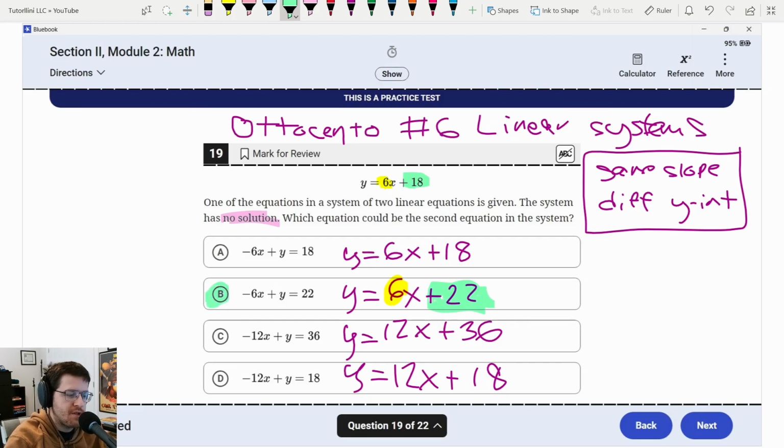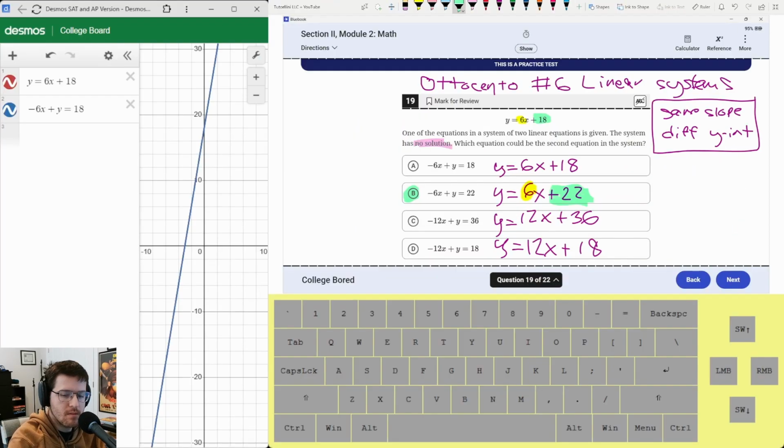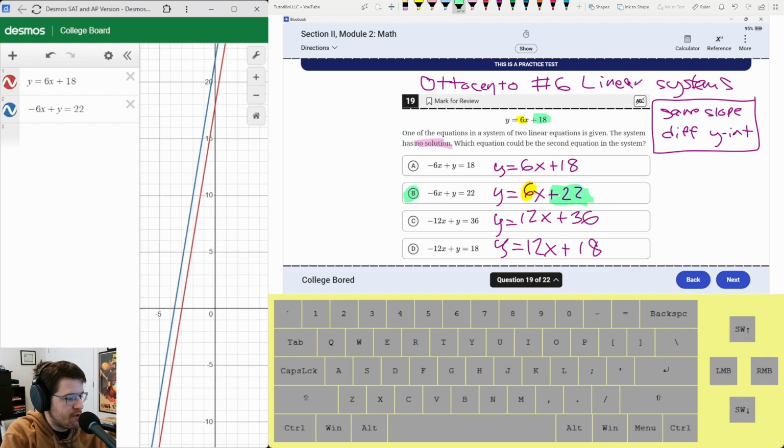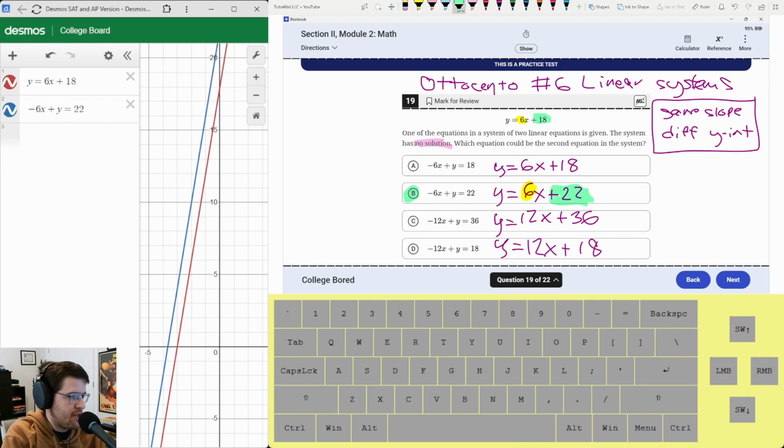We can also do this by guess and check using Desmos. So let's go do that. Okay, so I typed in choice A. And as you can see, they're right on top of each other. That means it has infinitely many solutions. We want no solutions, so we want parallel lines. Let's try choice B. Okay, I typed in choice B, and choice B is looking good. It has no solution. The lines are parallel. I bet if you tried C and D, they would not be parallel.